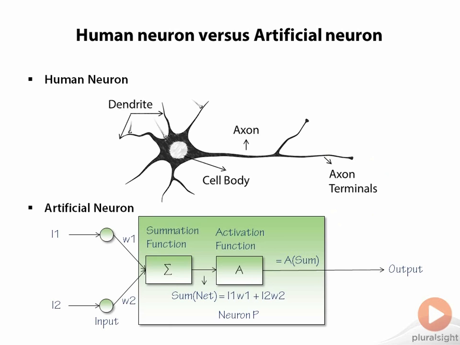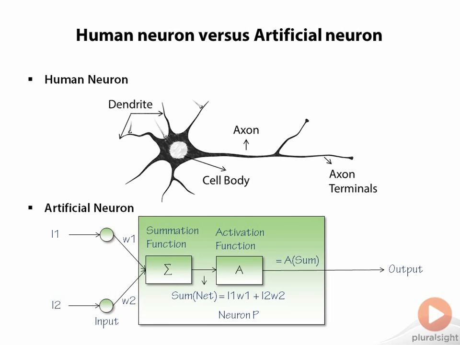Now let's look at the artificial neuron used in neural networks. The box represents a typical neuron P. Here the inputs are received through input terminals such as I1 and I2 analogous to dendrites. Connection to these input signals to the neuron P carry some weights also known as connection weights or synaptic weights such as W1 and W2.